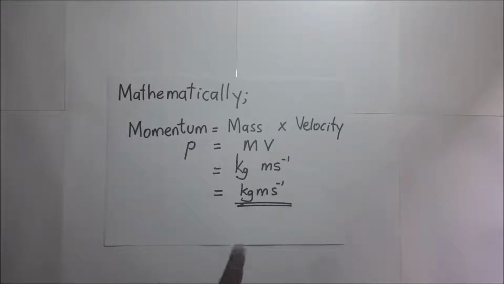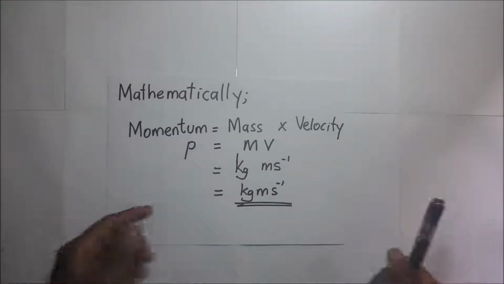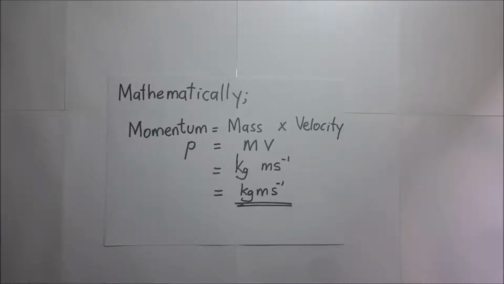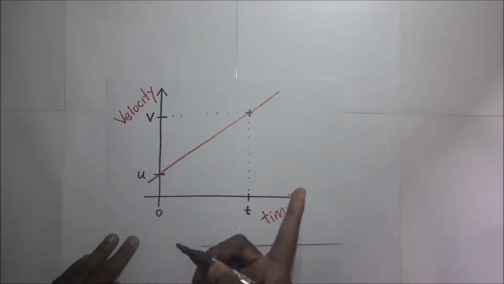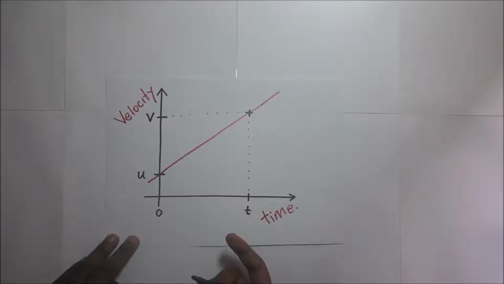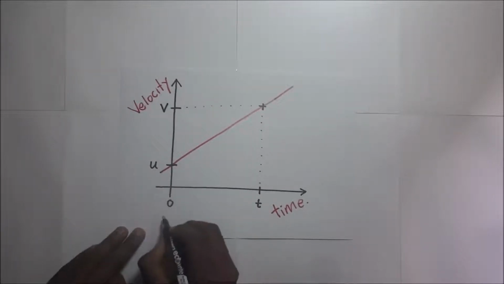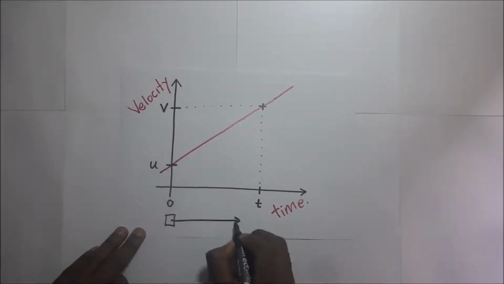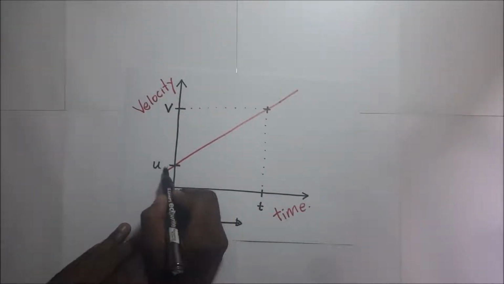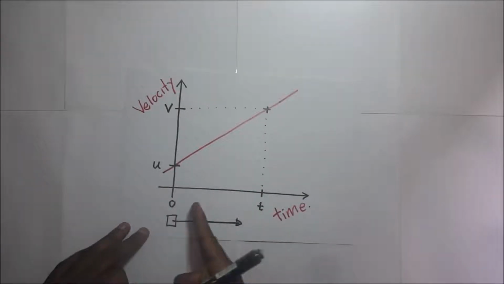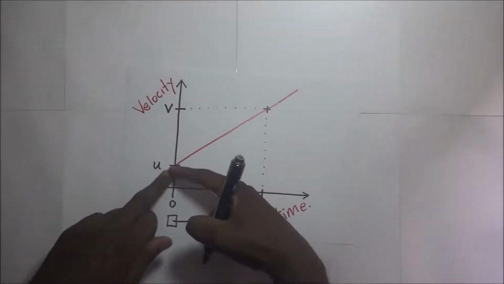Now that this is the mathematical representation of momentum and its SI unit, let's consider a body that has been moving from a certain velocity, and its velocity is increasing. Right before us is a velocity-time graph. Let's say we have one of those cars that we've been illustrating with before. It is right here, the car, and it is moving. Let's say as it started moving, it started at a certain initial velocity. Let's call the initial velocity u. So as time goes by, this car's velocity keeps increasing.